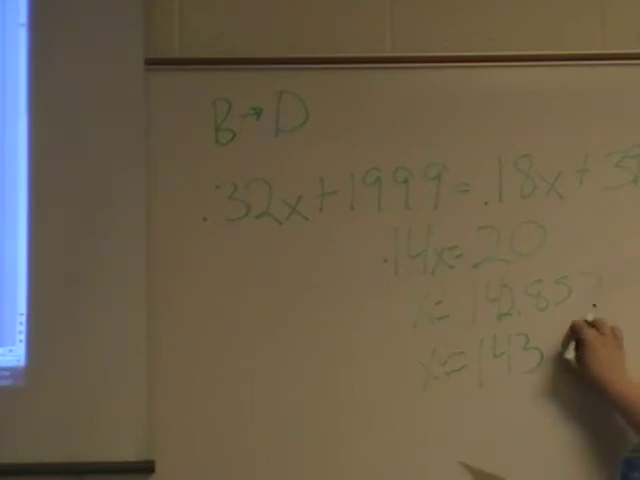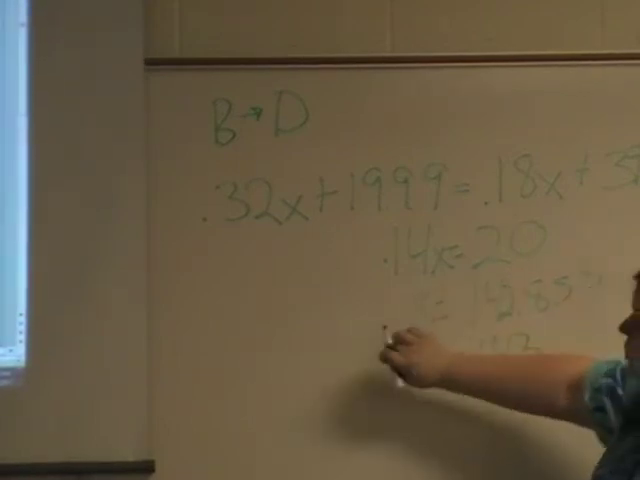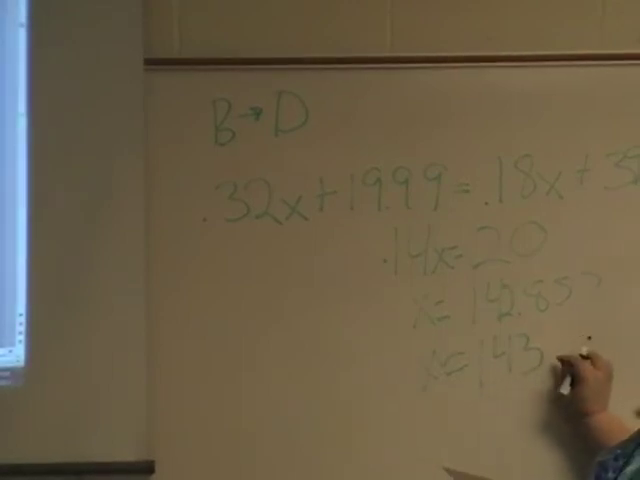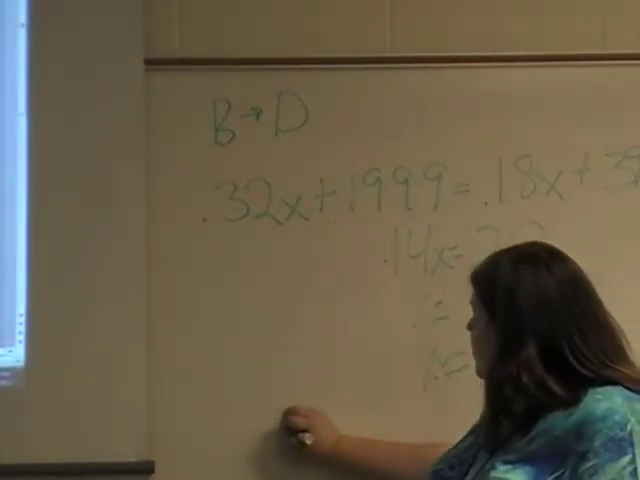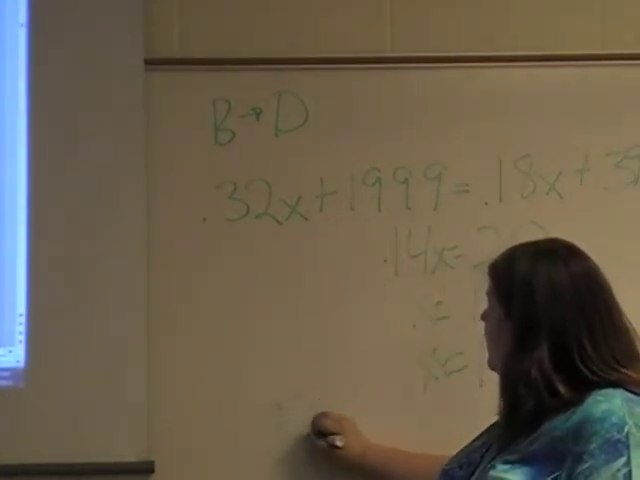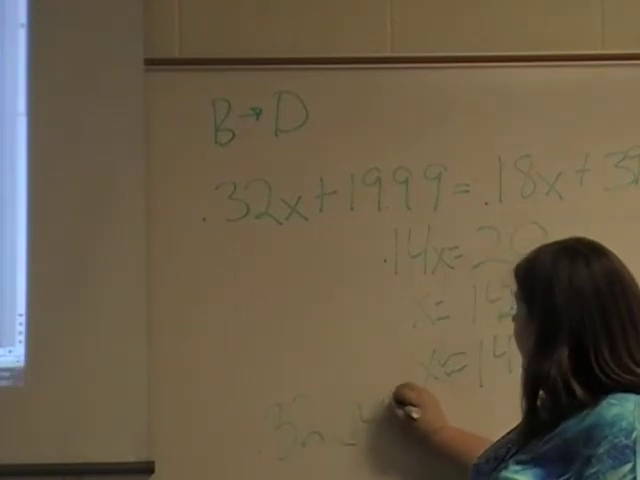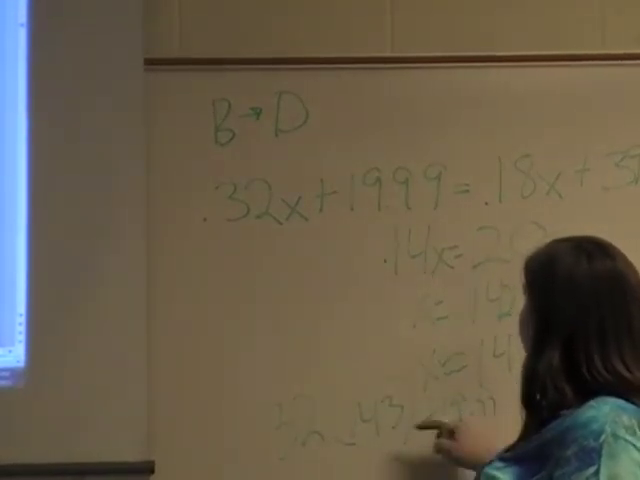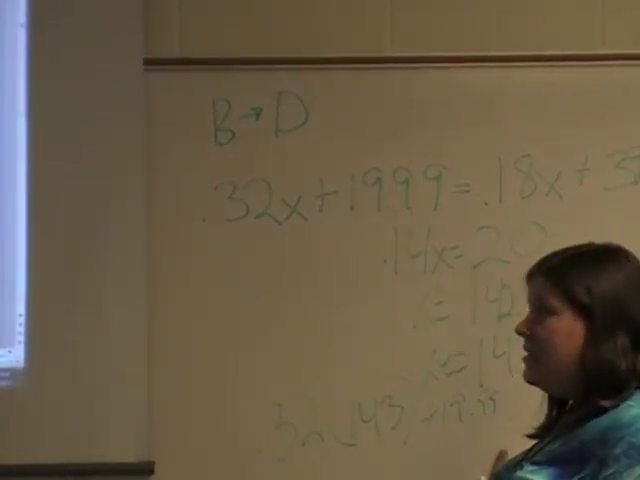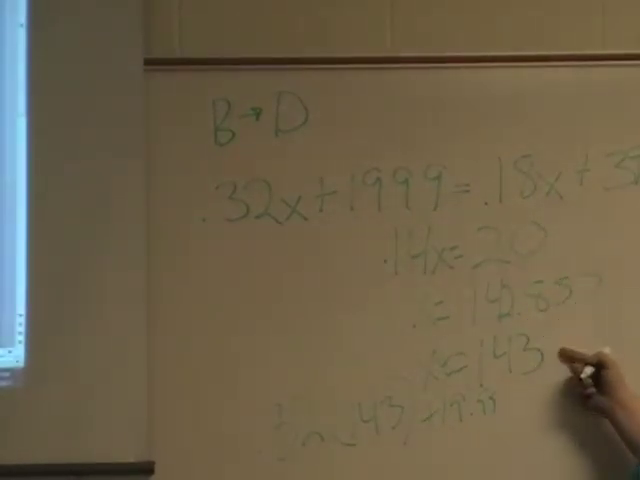So that's our point of intersection for bronze to diamond. It's at 143 minutes. If we wanted to find the cost, we could put it in and do 0.32 times 143 plus 19.99 and find the cost at those minutes. As you can see, that's not on an increment of 10, so that's why it didn't come up.